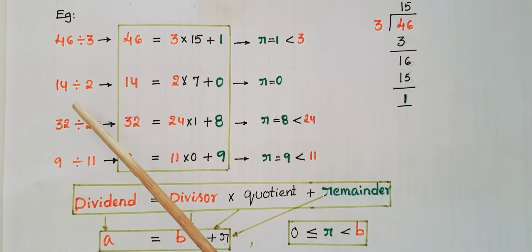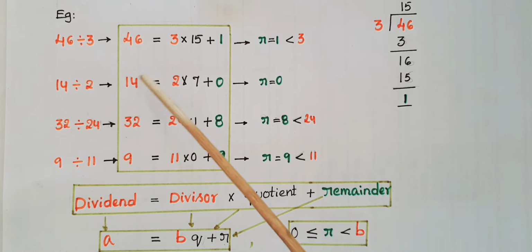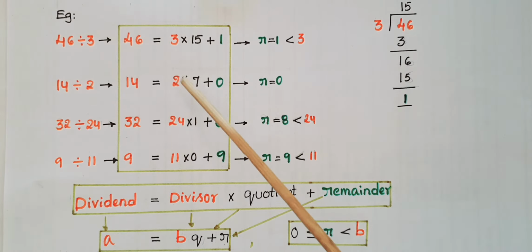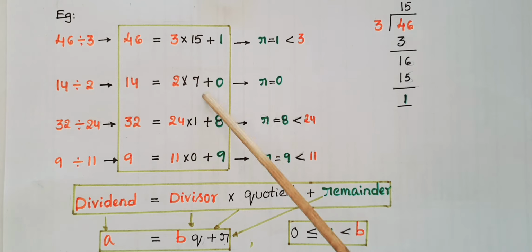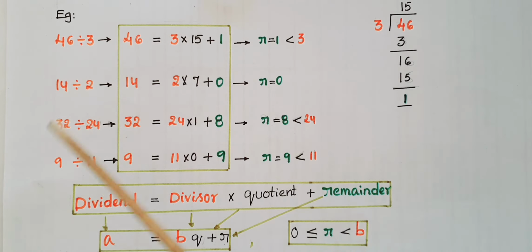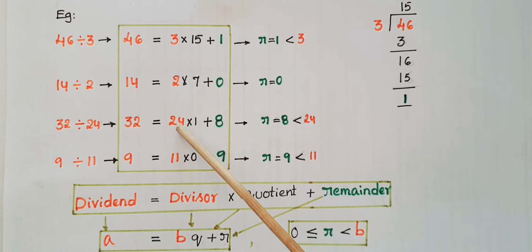And second example, 14 divided by 2. 14 is equal to 2 into 7, 2 is divisor, 7 is quotient, plus 0. This is remainder. So here remainder is 0. And next example is 32 divided by 24. 32 is equal to 24 into 1 plus 8. So here remainder is 8. This is always less than the divisor 24.